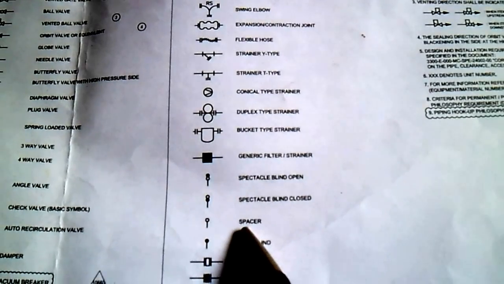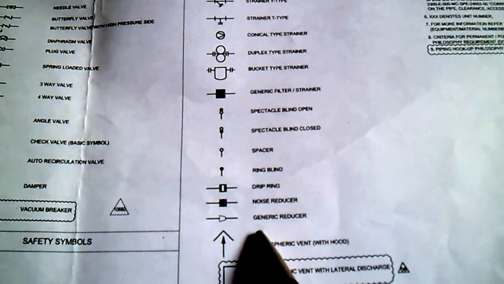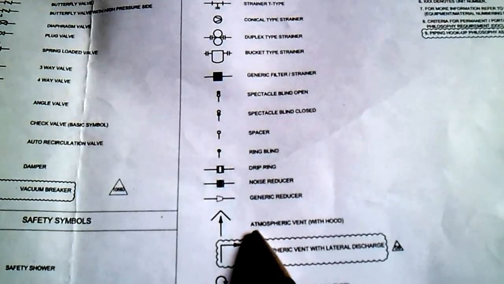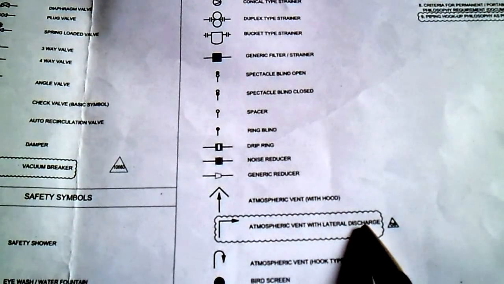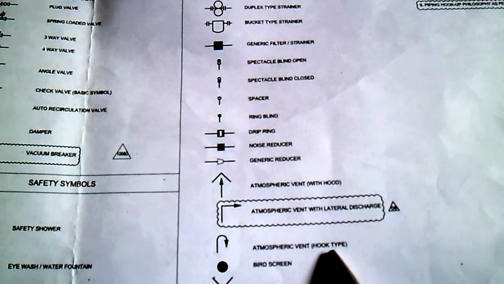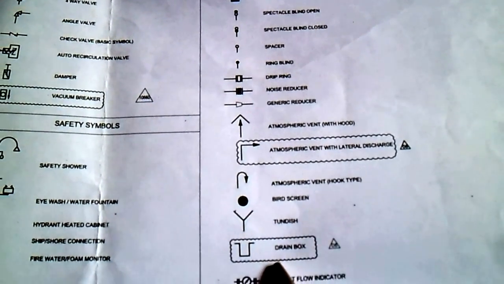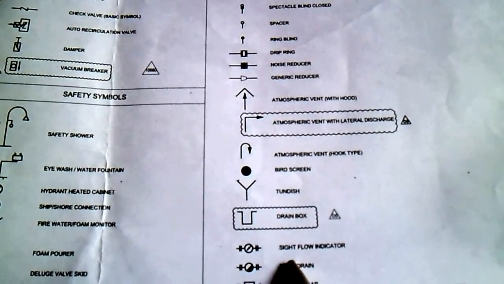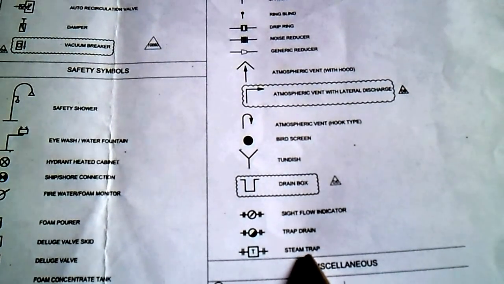Spacer, we have a ring blind, ring wing, and nose reducer, generic reducer. This is atmospheric vent with hood, atmospheric vent with lateral discharge, atmospheric vent hook type, and we have bird screen, tundish, drain box, sight flow indicator, and trap drain with steam trap.